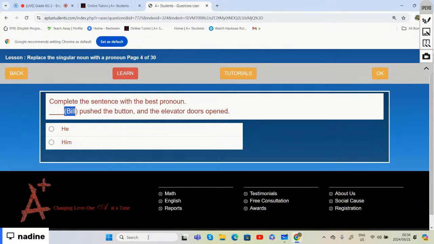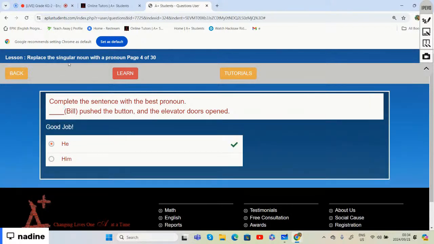And if we were to choose the correct one, we can say he pushed the button and the elevator doors opened. So well done, he is correct.